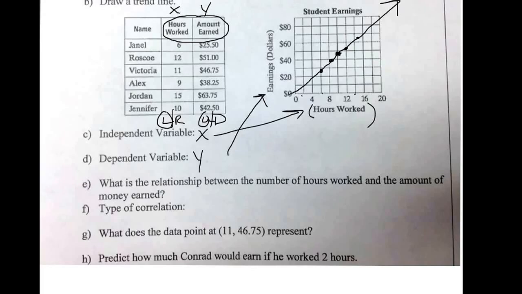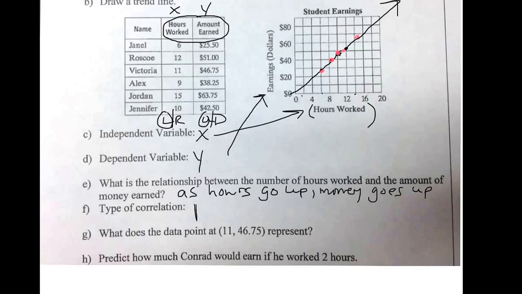It asks us what is the relationship between the number of hours worked and the amount of money earned, and that's that relationship I was telling you about just a minute ago. As hours go up, money goes up. The more I work, the more money I make. Type of correlation, pretty easy to see that these dots are going up in a positive manner.